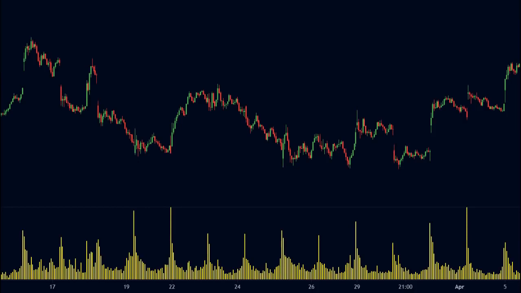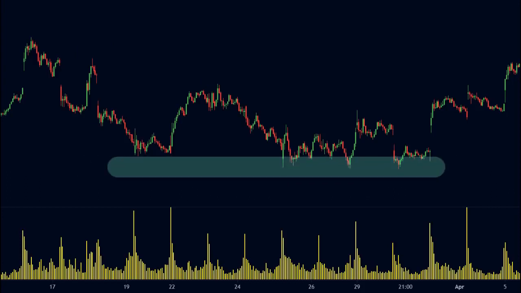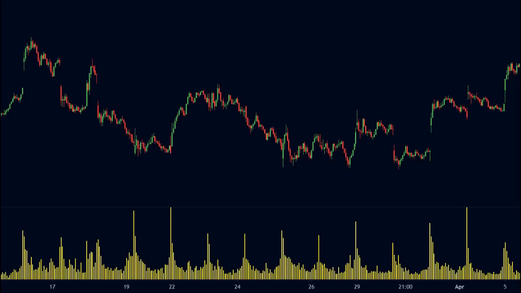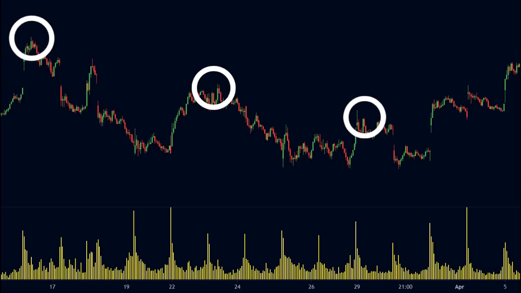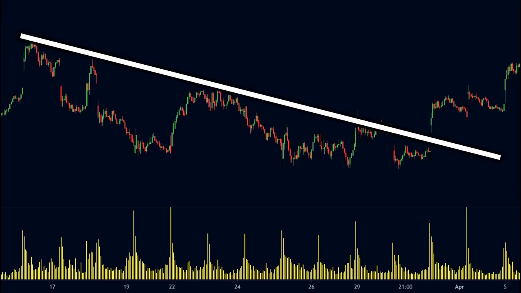Here we have the Apple stock on a 15-minute chart. As we can see, the price has been making lower highs. But it is facing difficulty in breaking below this price area. Therefore, we spot the swing points on the chart and plot a trend line connecting them.